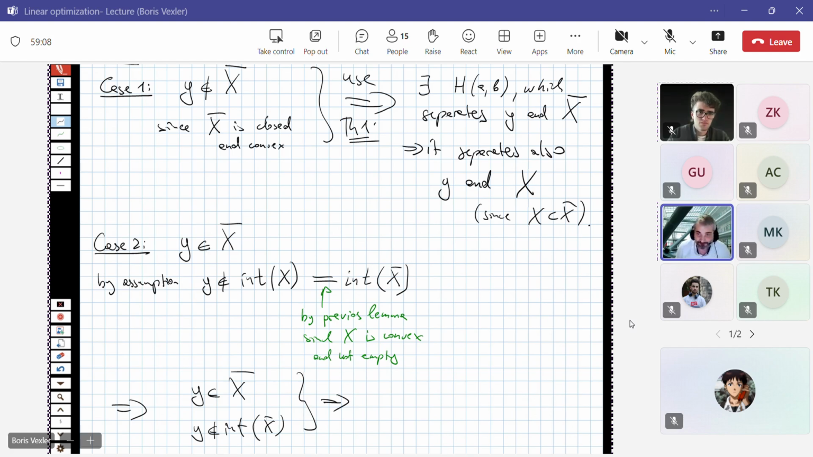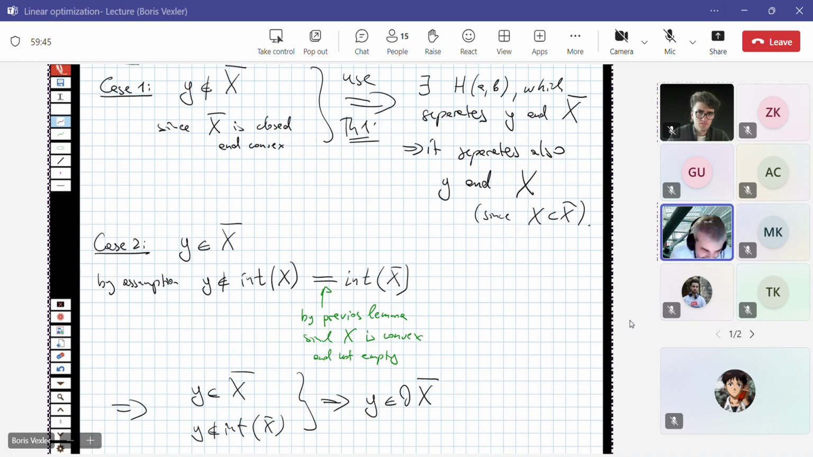It means, okay, for every set, the closure consists of the set itself and the boundary. If they have some element which is in X bar but not in the interior, what does it mean? It means that Y is an element of the boundary of X bar. Do you agree? It's in X bar but not in the interior. The only possibility is that it is in the boundary.